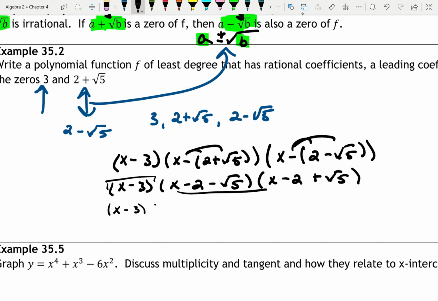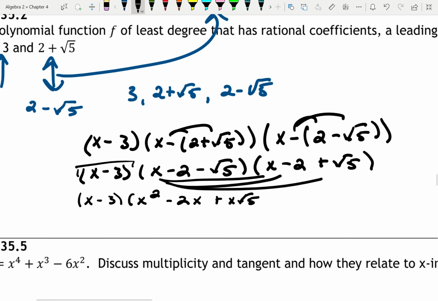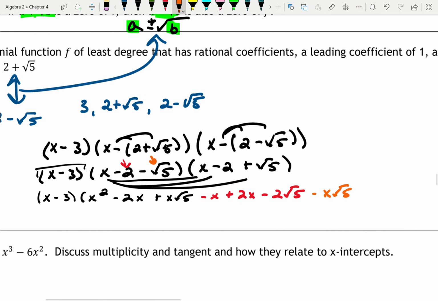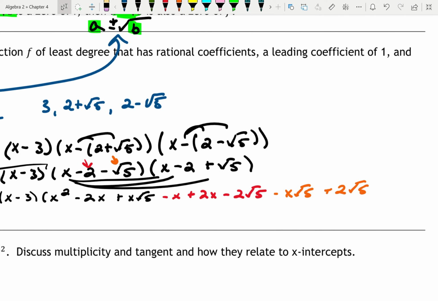So I distribute, and I'm going to have x squared minus 2x plus, I'm going to say x root 5. And I'm going to stop drawing the swoops because they're taking up too much space. Distributing the negative 2 out, I'm going to have negative x plus 2x minus 2 root 5. And then distributing the negative root 5, we'll have negative x root 5, positive 2 root 5. And then lastly, I have negative root 5 and positive root 5 gives me a negative plain old 5.